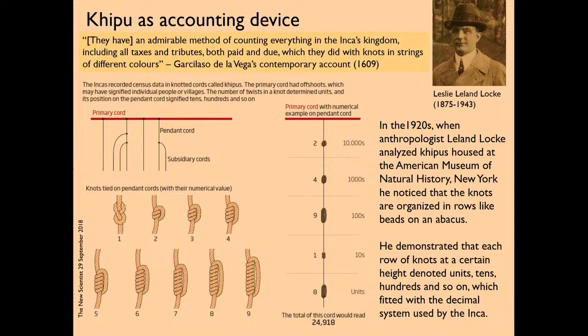So this could be units, tens, hundreds, thousands, 10,000, and so on. So if there are 2 knots over here, 4 knots over here, 9 knots over here, 1 over here, and 8 over here, then you can read it as 24,918. So this is in some sense a positional notation numbering system, quite sophisticated. And this would, of course, fit with what we already know about the Incan numbering system, that they had a decimal system.